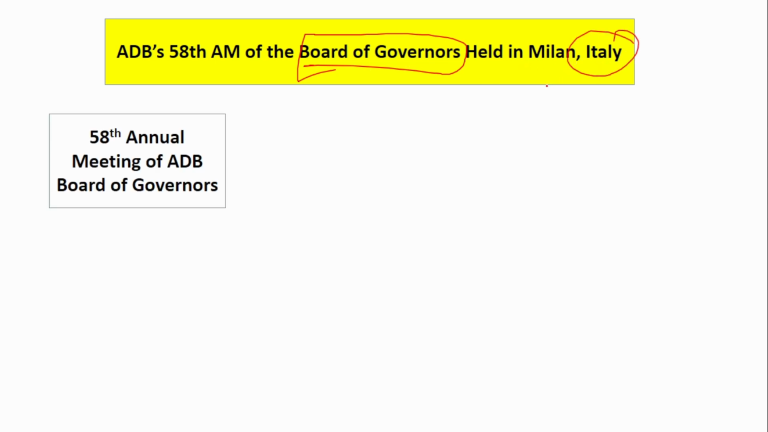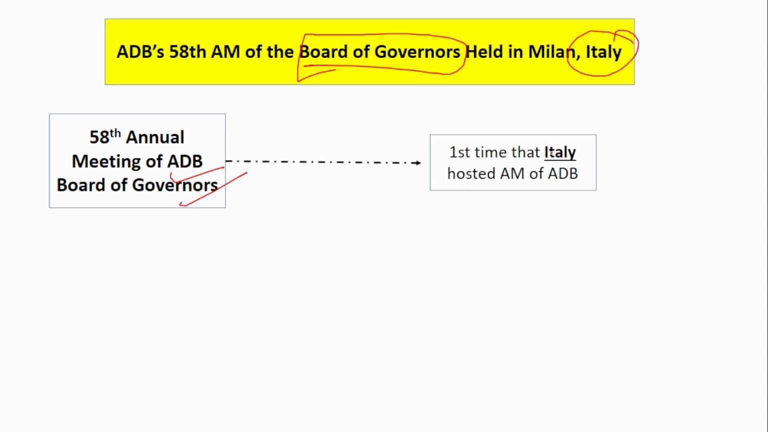So, in this, if you see, the Board of Governors had participated, and first time this meeting was held in Italy. So, the 58th annual meeting of the ADB Board of Governors took place in Italy. So, Italy had hosted this meeting for the first time.